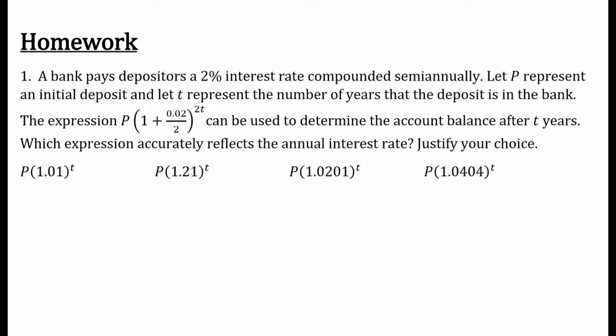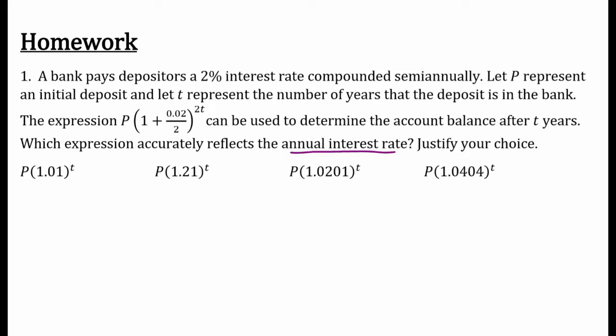Number one, a bank pays depositors a 2% interest rate compounded semi-annually. Let P represent an initial deposit and let T represent the number of years that the deposit is in the bank. The expression P times (1 + 0.02/2) to the 2T can be used to determine the account balance after T years. Which expression accurately reflects the annual interest rate?